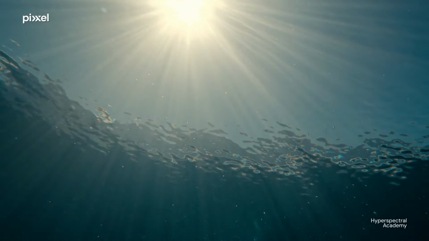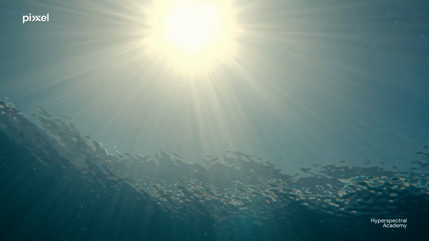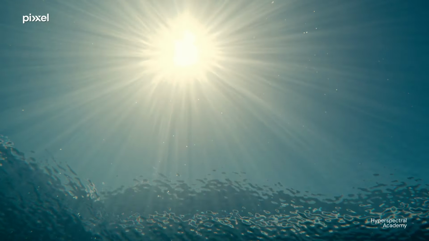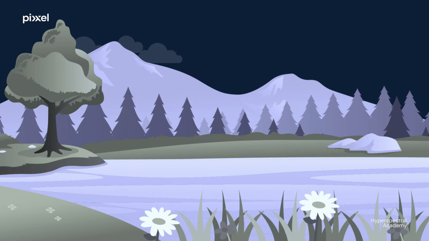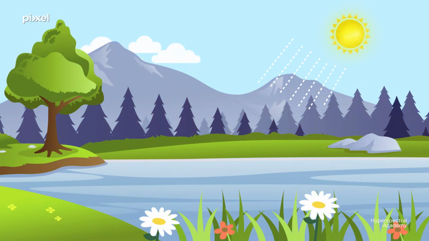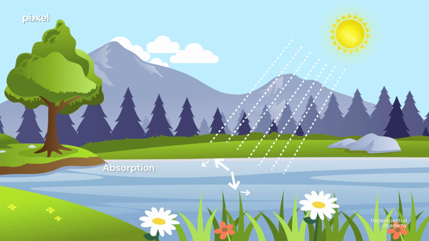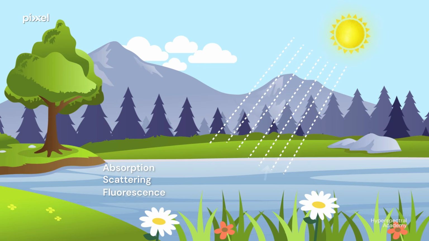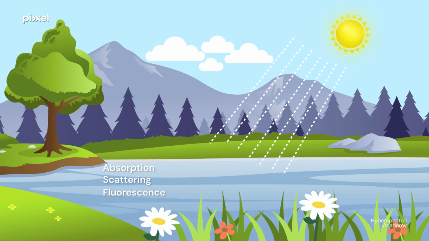Water bodies are complex optical media, where several processes affect the propagation of light, thereby influencing the spectral signals detected by remote sensing instruments. These processes include absorption, scattering, and fluorescence, each playing a critical role in defining the water's spectral signature. Let's look into this a little bit deeper.